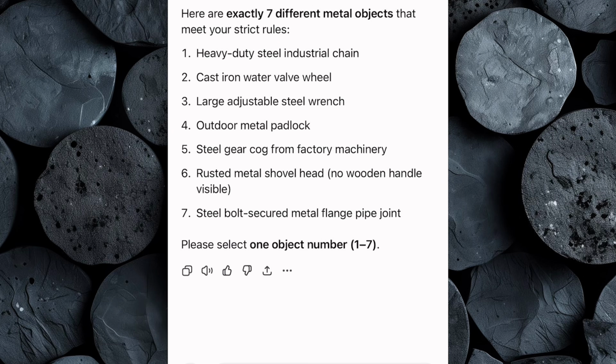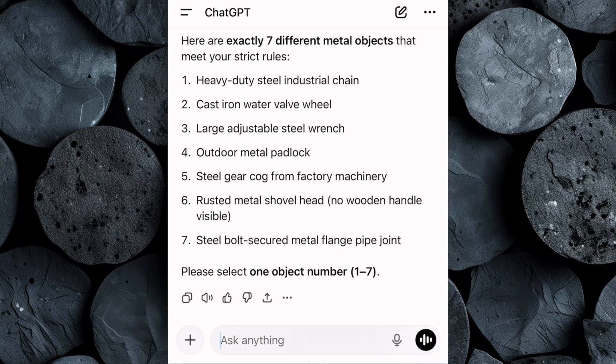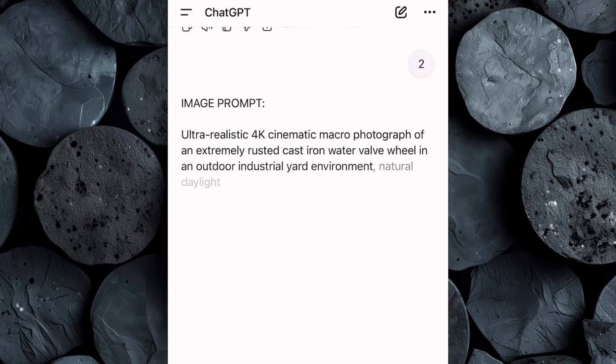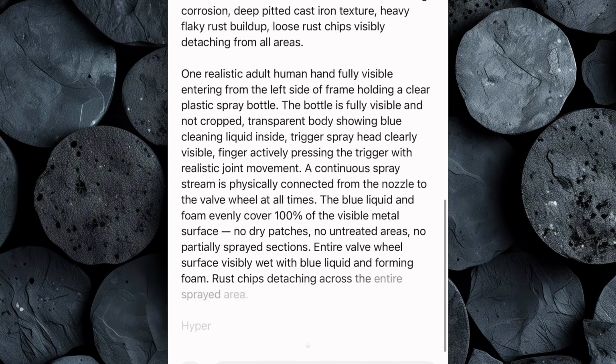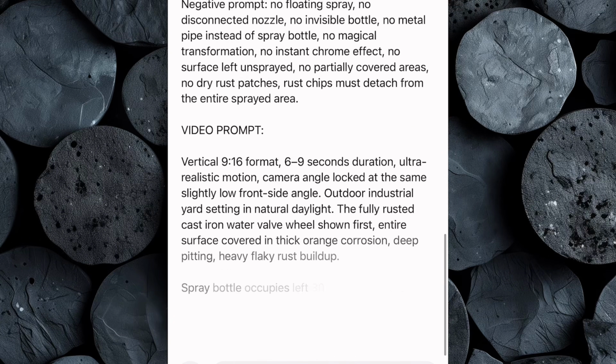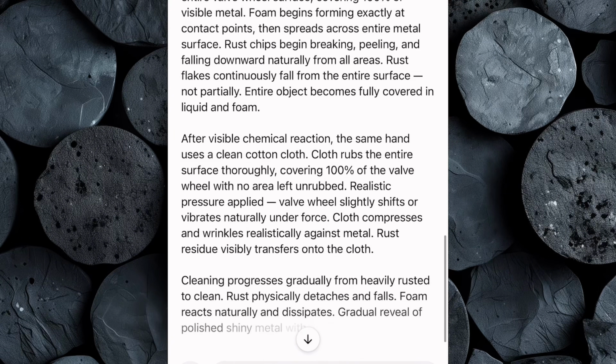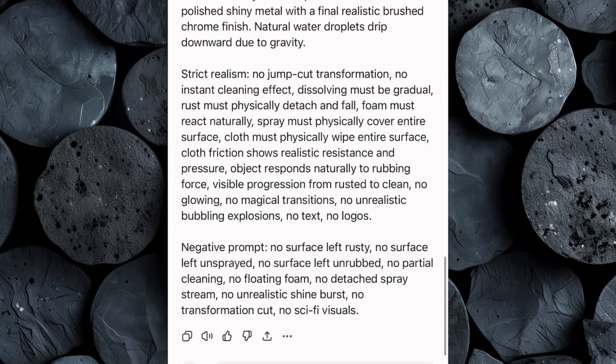If none of the suggestions feel viral enough, no problem. Simply ask ChatGPT to generate more options, and it will instantly provide a fresh list. Once you see an option you like, review the list carefully and select the object that you think will be the most visually satisfying. Now here's where it gets powerful. To generate your ultra-realistic image prompt, simply type the number of the object you selected into the chat box and hit enter. In just seconds, ChatGPT will generate a highly detailed, realistic image prompt for that specific rusted iron object. And it will also provide a matching video prompt that we'll later use to animate the image into a fully viral rust cleaning transformation video.